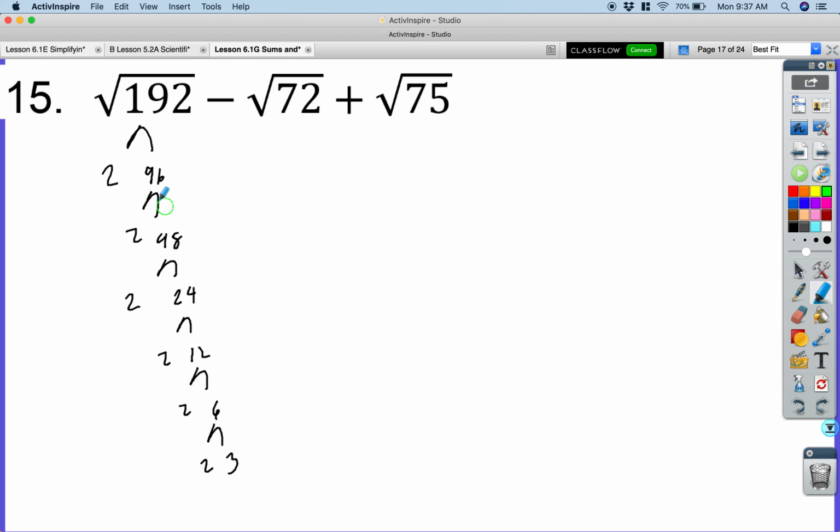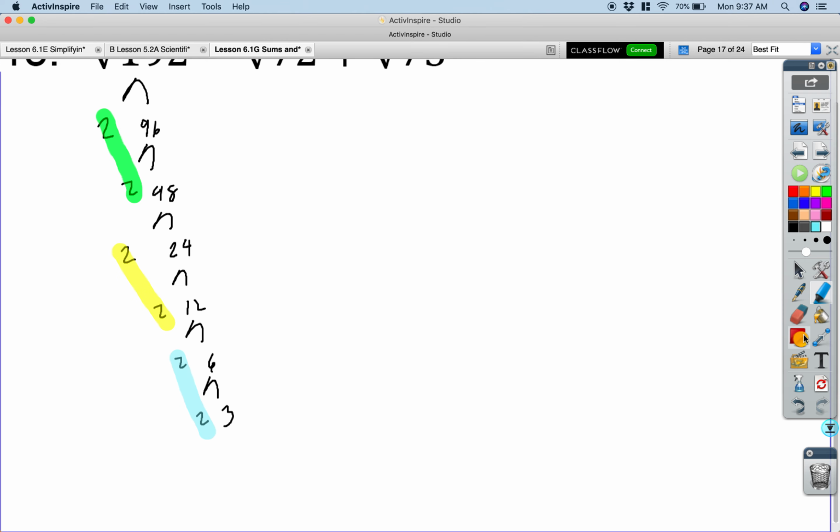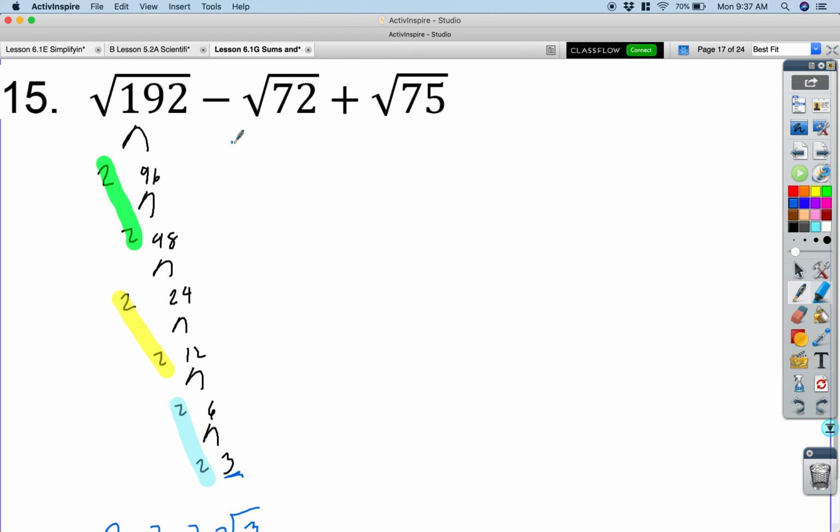So then when I'm circling pairs, I have 1 pair, 2 pair, and 3 pair. So that would give me on the outside of this one 2 times 2 times 2, 1, 2 for each pair, and my leftover, which is the square root of 3. Okay. Next one, I have 72 and 5.